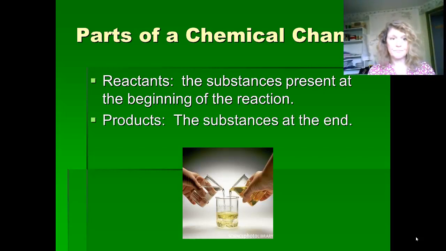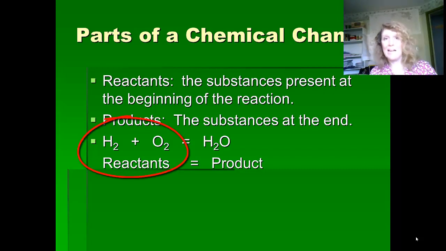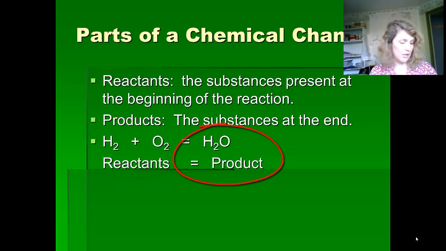Okay? And then the product, just like a multiplication problem, the product is what you get at the end. So here I've got hydrogen gas and I add oxygen gas, and if there's a chemical reaction I can get water, which is a liquid. And these two, H2 and O2, are the reactants because they're what I started with, and then the product is the water at the end.